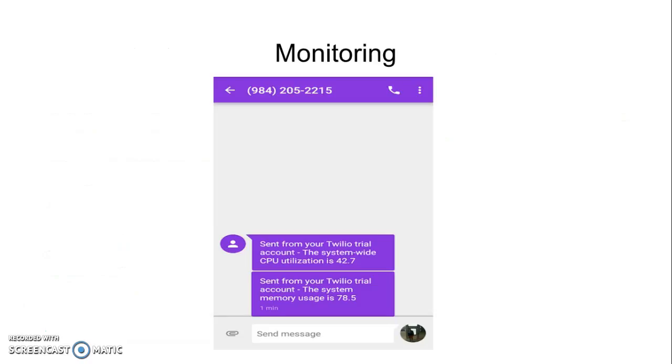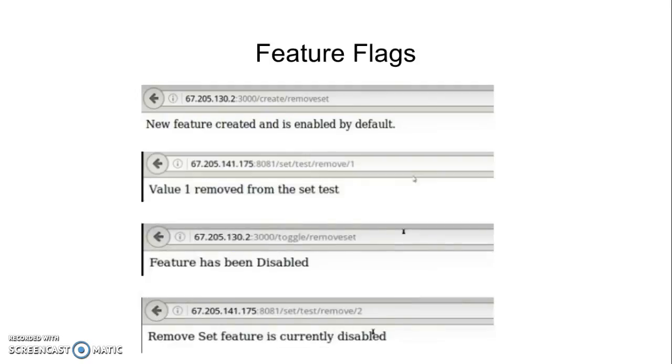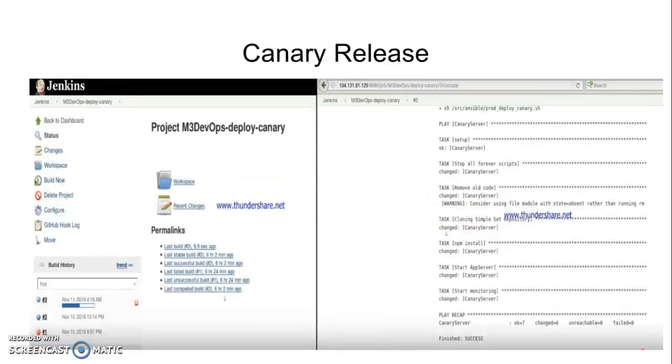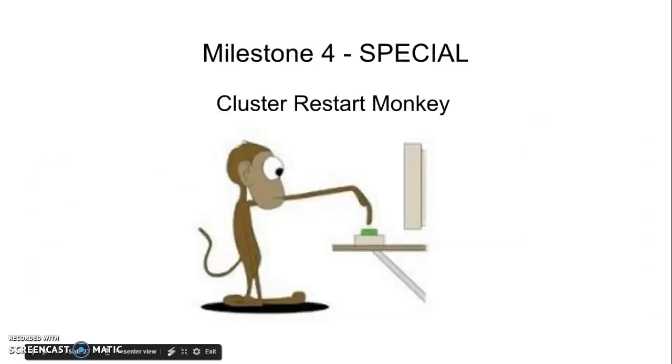We monitor our application for CPU usage and RAM, and based on certain predefined rules, we sent an SMS using Twilio. We implemented feature flags to enable and disable certain features in our application. We then auto scaled our application based on the number of incoming API requests. And we finally performed a canary release, and using a proxy server, we routed a certain percentage of traffic to the canary.